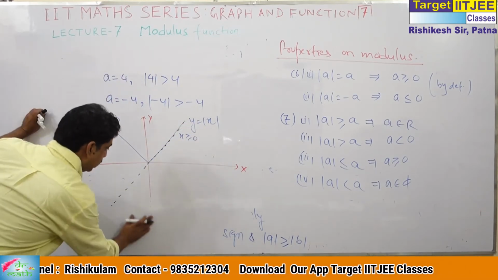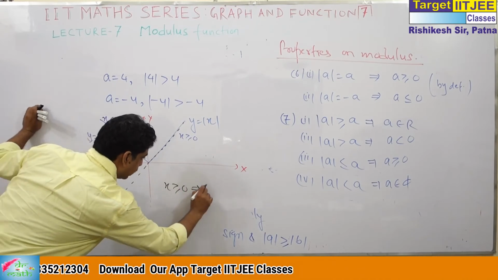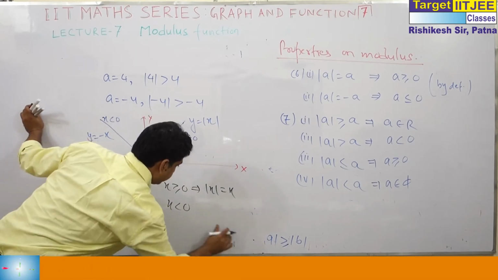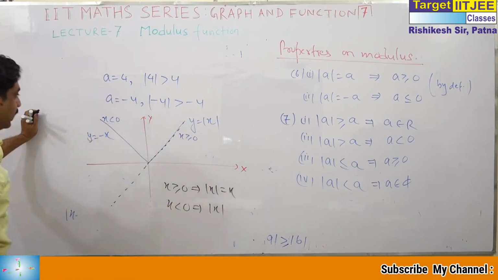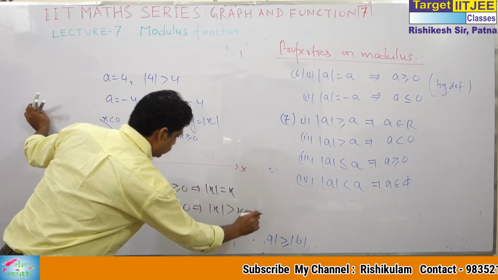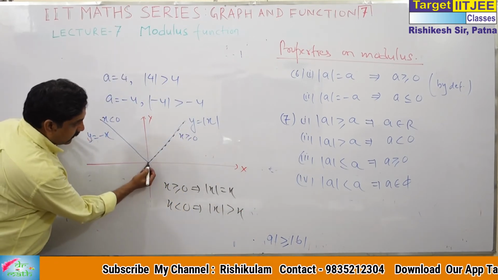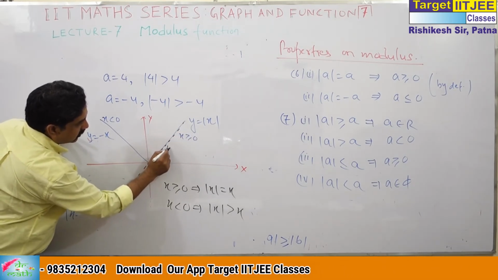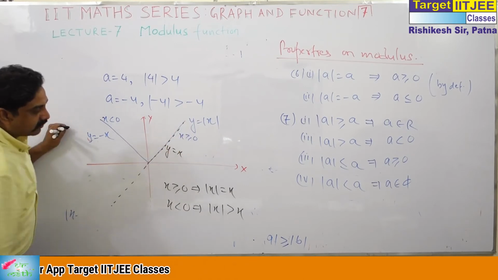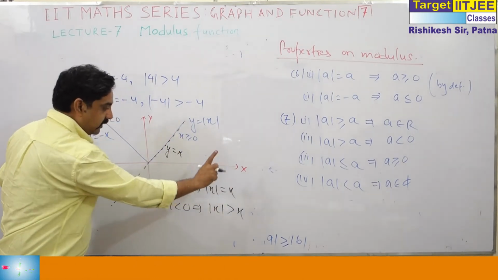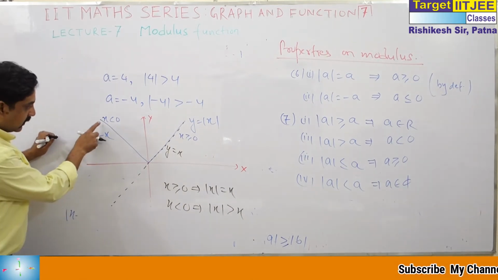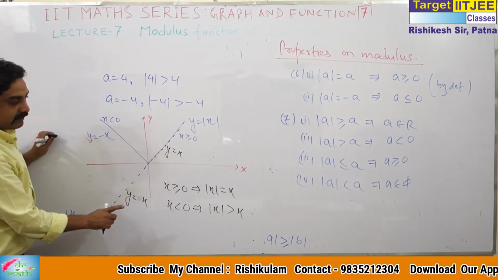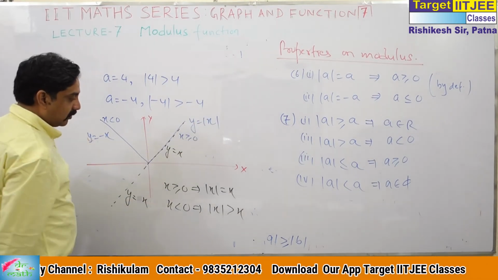Now you can see when x is greater than or equal to 0, mod x is equal to x. And when x is less than 0, mod x is greater than x. Two cases. For x greater than 0, this line represents y is equal to x and also y is equal to mod x. So for x greater than 0 it is true. For x less than 0, this line represents y is equal to mod x, and this one y is equal to x. So mod x is greater. Now you can see the conclusion.